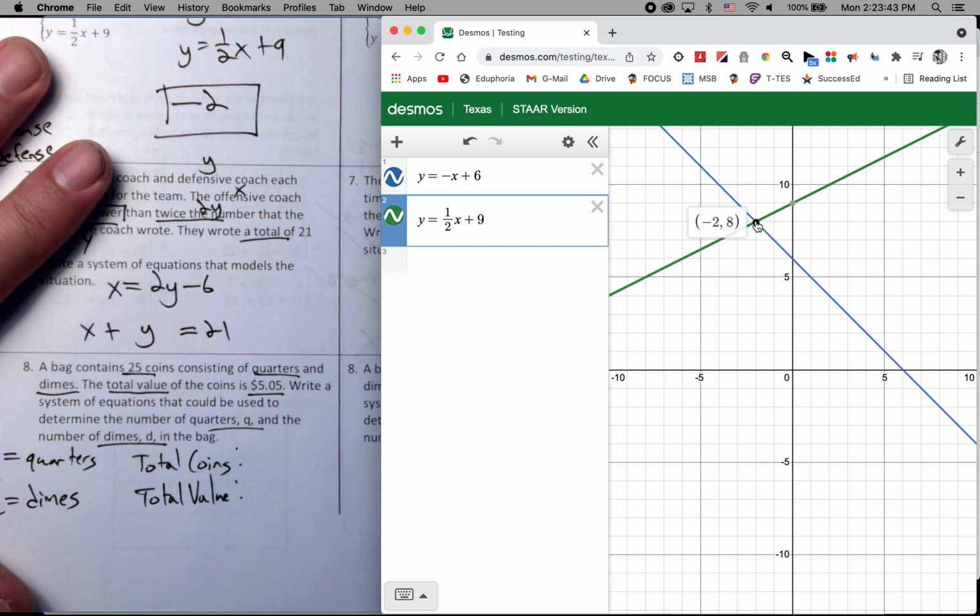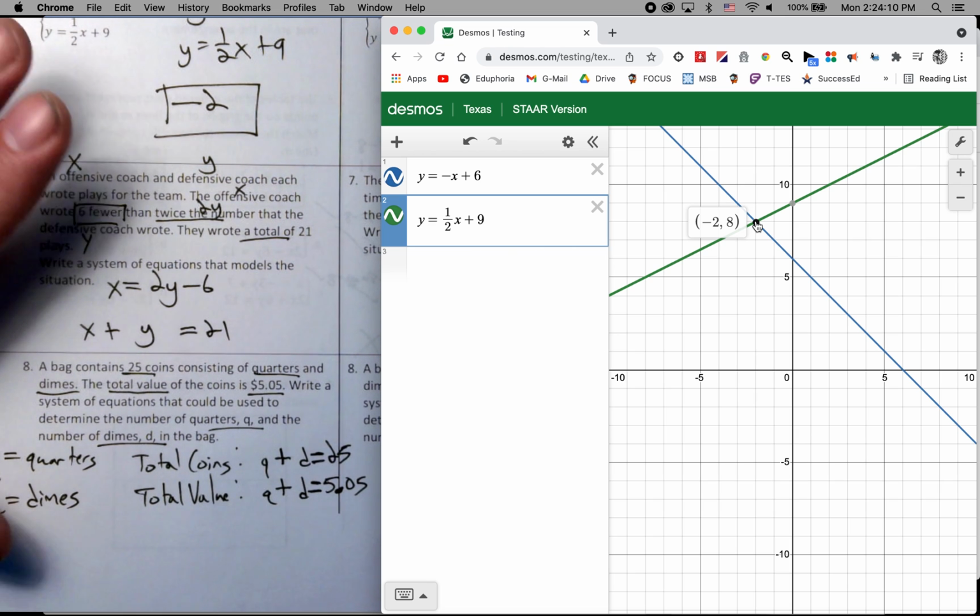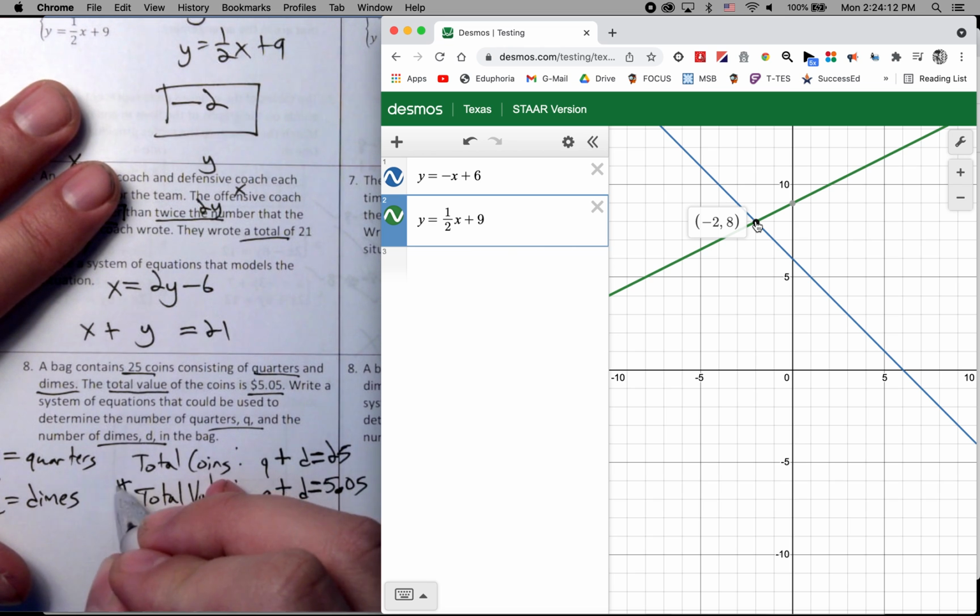Now, the total of anything, you have to add them up, so you're going to be doing some adding. The total coins is 25. The total value is $5.05. Running out of space, that's okay. And I have quarters and dimes. The only thing I am left that I need to do is total value is money.